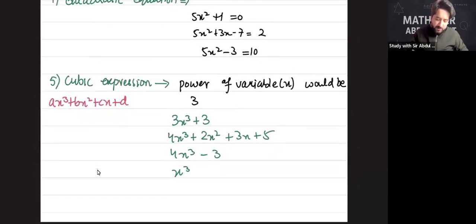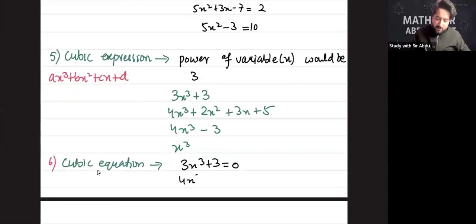So in the last, we got the idea that a cubic equation would be technically something equal to 0, 1, 2, 3, but that should be a cubic expression. Okay, so it's a cubic equation. A cubic equation would be in front of you like, for example, 3x cubed plus 3 equals 0. Like, for example, 4x cubed plus 2x squared equals 5. So there should be an equals sign in an equation.